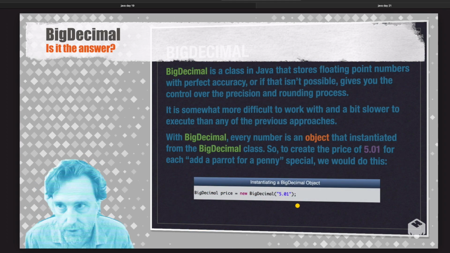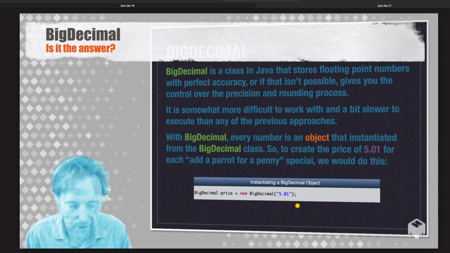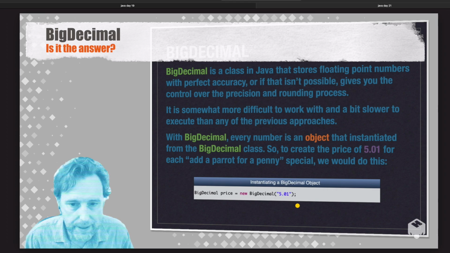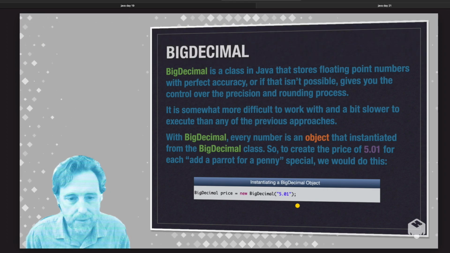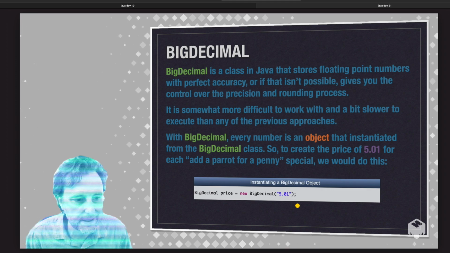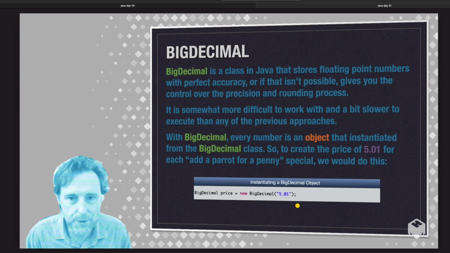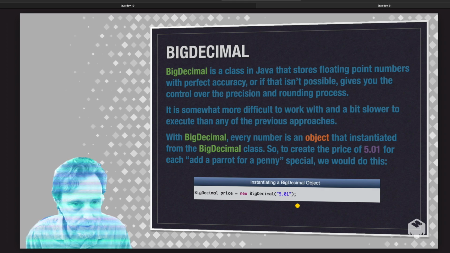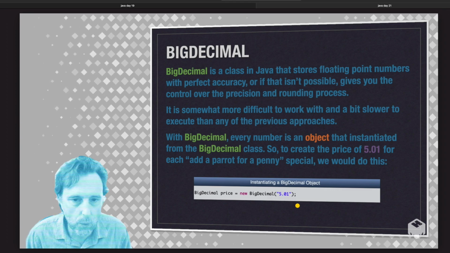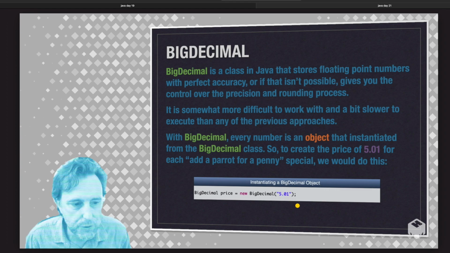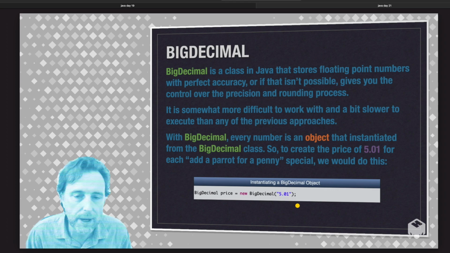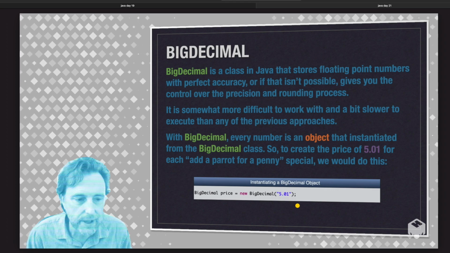I just want to give you a brief introduction to BigDecimal. If you ask Oracle, if you search online and say, what is the recommended way to handle math with money in Java, the answer is something called BigDecimal. BigDecimal is a class that stores floating point numbers and attempts to do so with perfect accuracy. Or when that isn't the case, it gives you full control over how precise you want to be and what rounding process you want to use. So you get to pick.